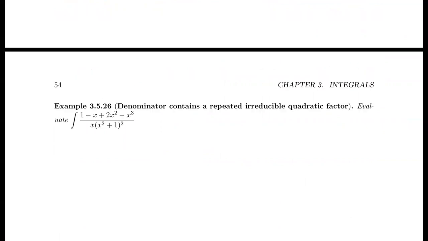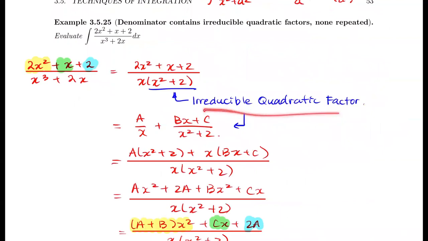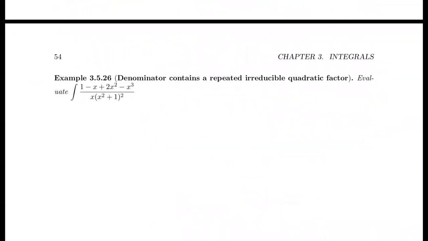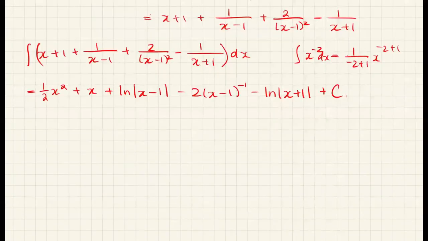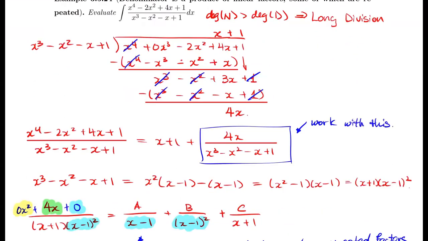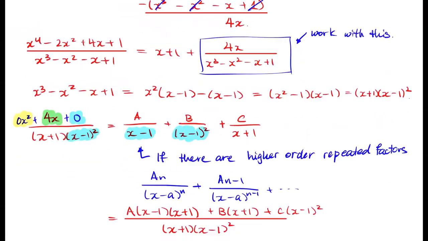So before, we had a look at the irreducible factor, but only for one term. The next one, we're actually going to be having a look at ones that are repeated. So same thing as what we did in this example here. We had to write more terms for higher order repeated factors. So we're going to do something similar here.